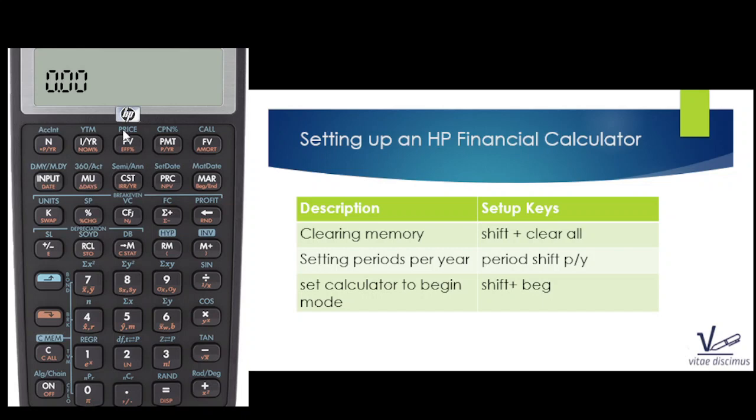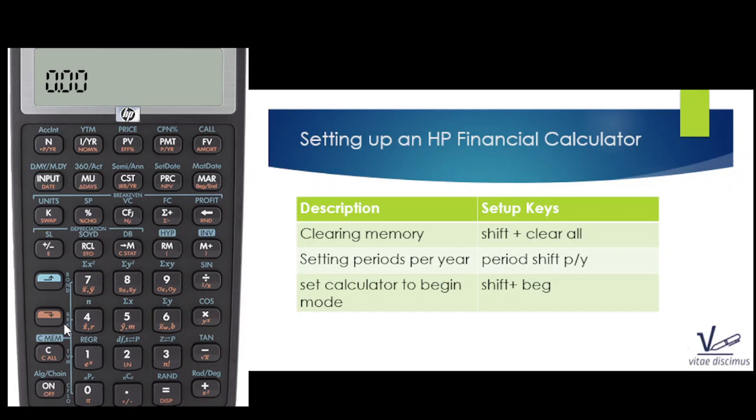The first step with regards to setting up your financial calculator is to clear your memory, because this calculator will store all the data from any previous calculations that you'd have performed. So you press the Shift button and the C button to clear all. So you'd have cleared your memory.